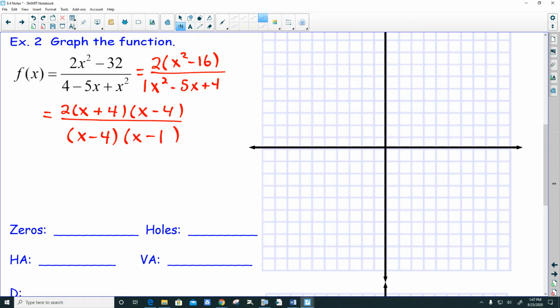And it certainly looks like I'm seeing a common factor, x minus 4 in the top and x minus 4 in the bottom. So if that were set equal to 0, that would reveal there is a hole on this graph where x equals 4.